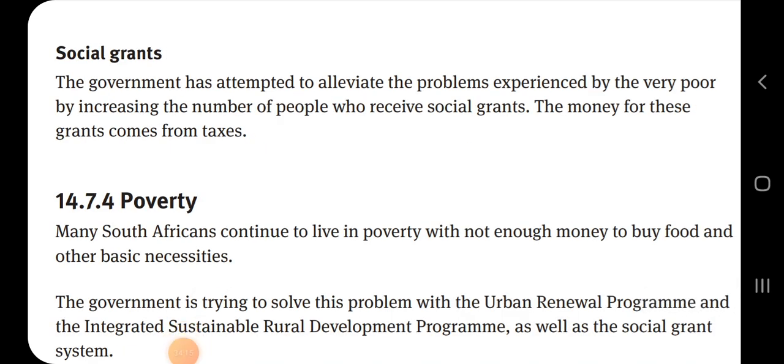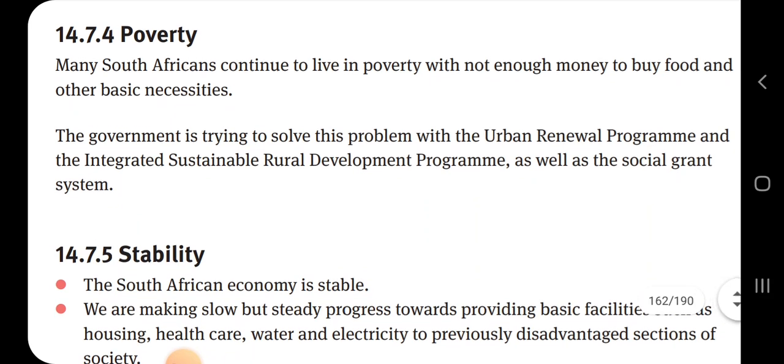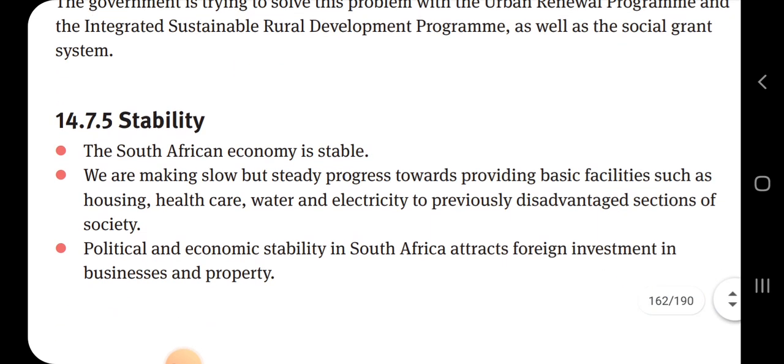Let's look at social grants. The government has attempted to alleviate the problems experienced by the very poor by increasing the number of people who receive social grants. The money for these grants comes from taxes. And then let's look at poverty. Many South Africans continue to live in poverty with not enough money to buy food and other basic necessities. So the government is trying to solve this problem with the urban renewal program, the integrated sustainable rural development program, as well as the social grant system. You should know all of these programs, guys. It's very important. And what do they do?